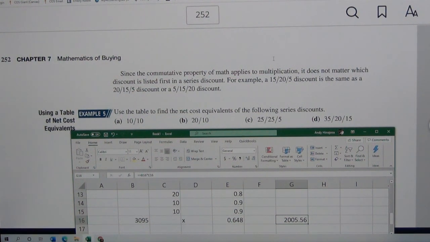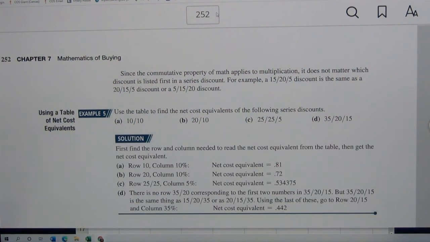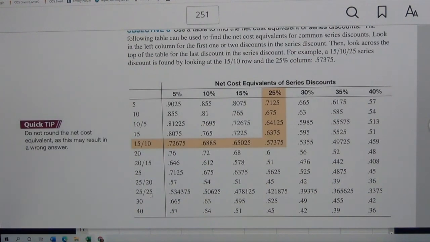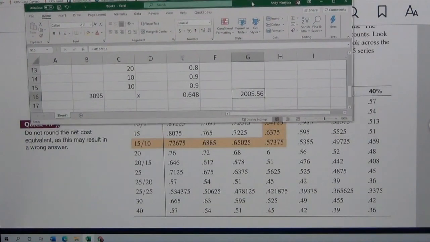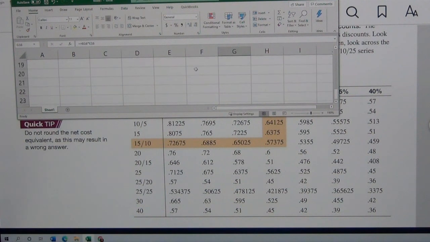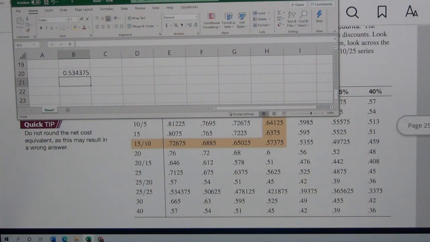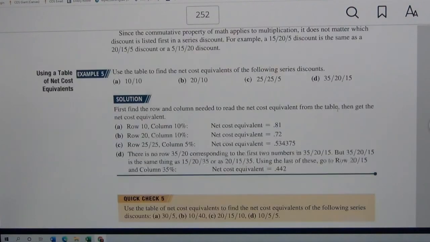Okay, so let's just go to C, 25, 5, so we'll go ahead and go back to that page. 25, 25, and 5, 0.534375. Let's write that down so that we don't forget. It's pretty easy to forget that number. So the discount number we want is 0.534375. Okay, let's see if we got it right. That was for C, 0.53475.